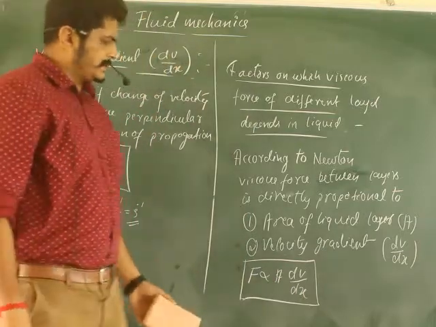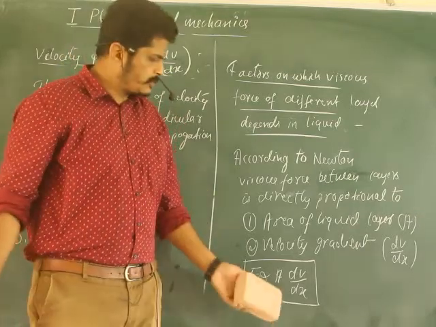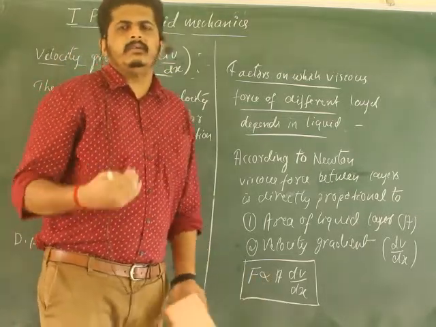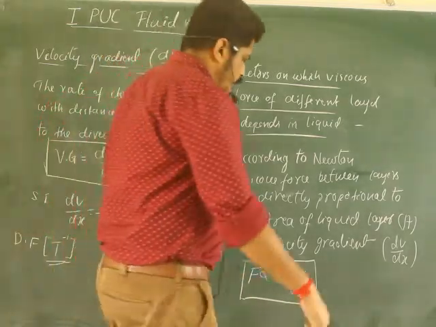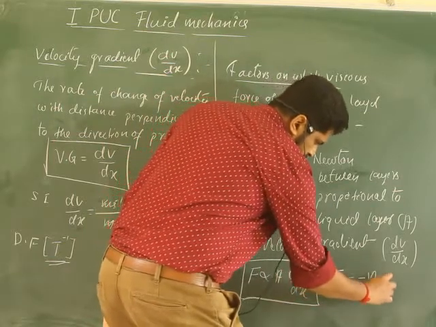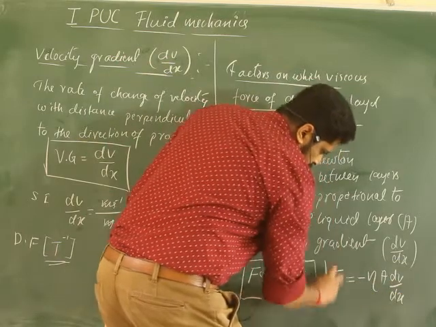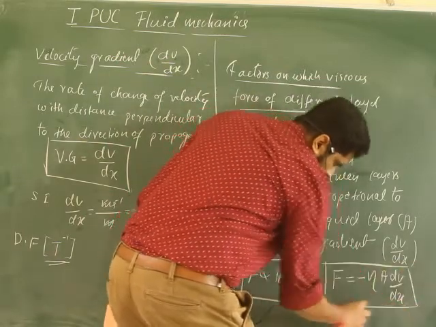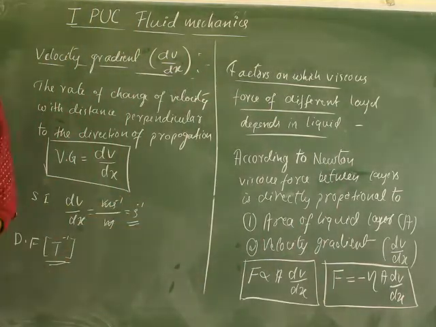So proportionality is there, but proportionality means it is uncertain. We require a standard way of representing it with an equality symbol, correct? So for that we require a constant. That constant is minus eta A dv by dx. This is the final formula. So what is eta? You already know, that is the coefficient of viscosity.